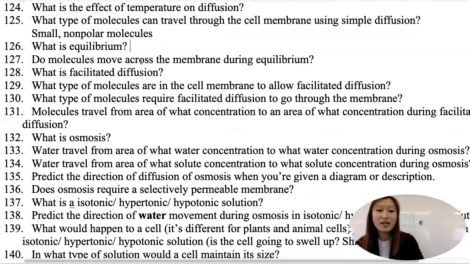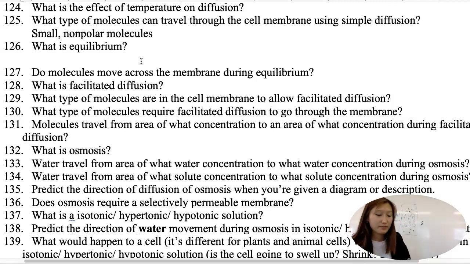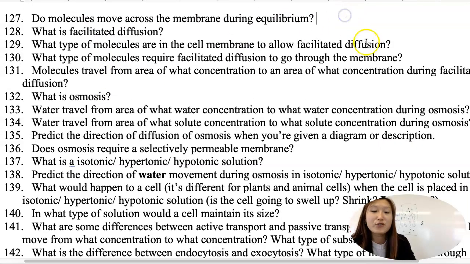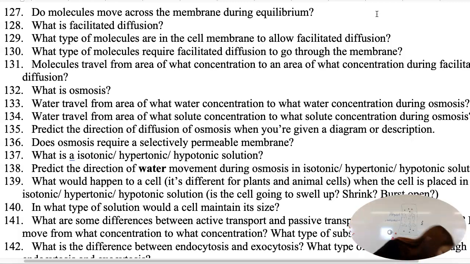Equilibrium means equal concentration. So if you have the cell membrane and you have this area this big on each side, and you have the same number of molecules on each side, then the concentration is the same. That is called equilibrium. Okay? Do molecules move across the membrane during equilibrium? The answer is yes. So during equilibrium, you have the same concentration, but molecules are going to move around no matter what.